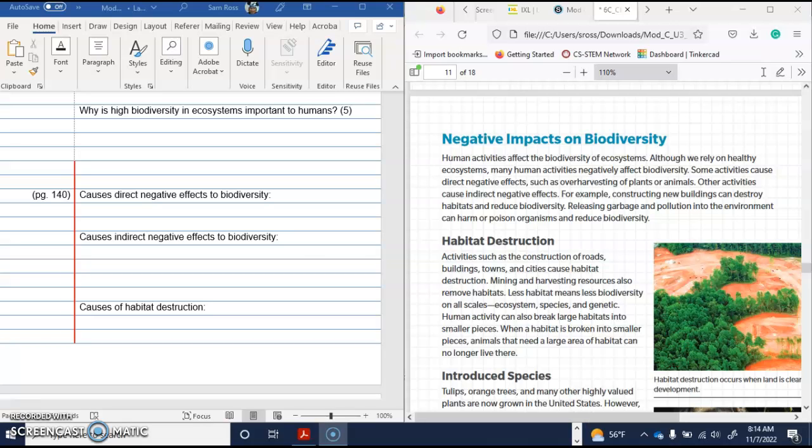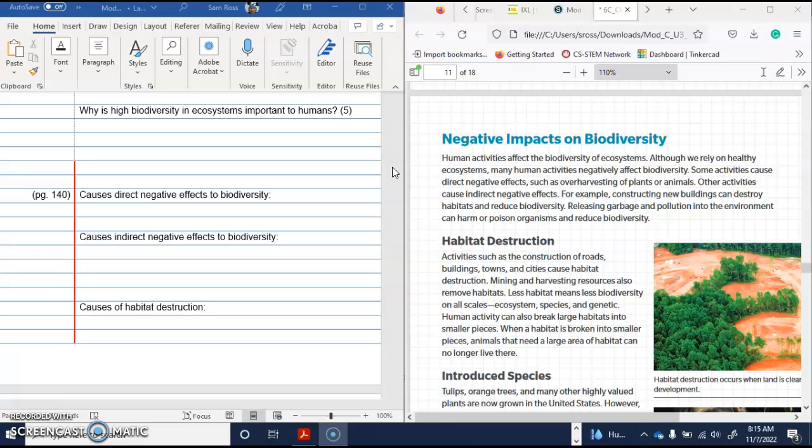Okay, so this is Mrs. Ross, and this is part 2 of the Module C, Unit 3, Lesson 1 notes. We're at page 140. What causes direct negative effects to biodiversity? Some activities cause direct negative effects, such as overharvesting of plants and animals. So you could put overharvesting of plants and animals here.